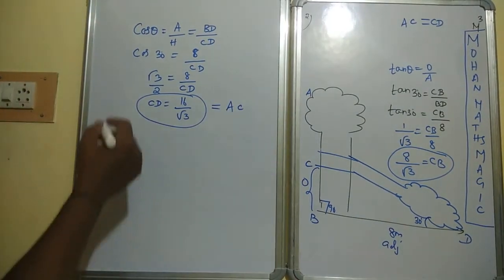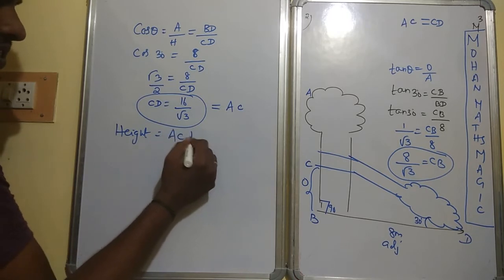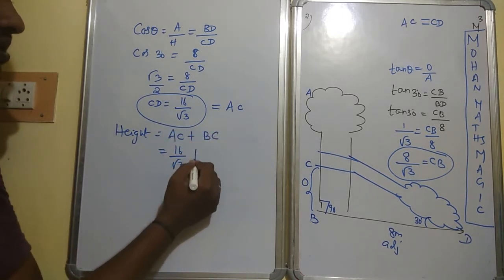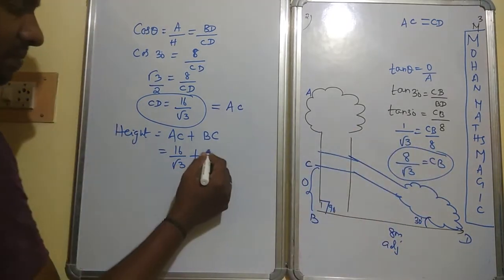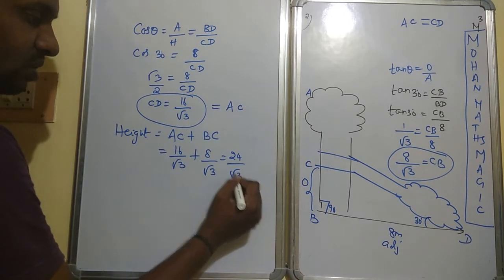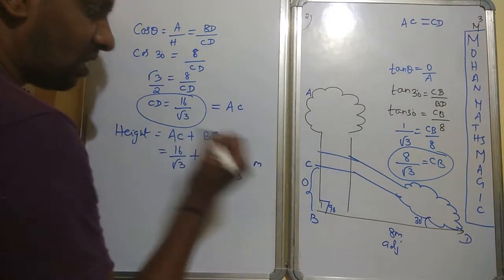Now you find the height of the tree. So the height of the tree can be written as AC plus BC. What is the AC value? 16 upon root 3. What is the BC value? 8 upon root 3. The denominator is the same, so add the numerators: 24 upon root 3. If you want more clarity, you can rationalize the denominator. That's up to meter.